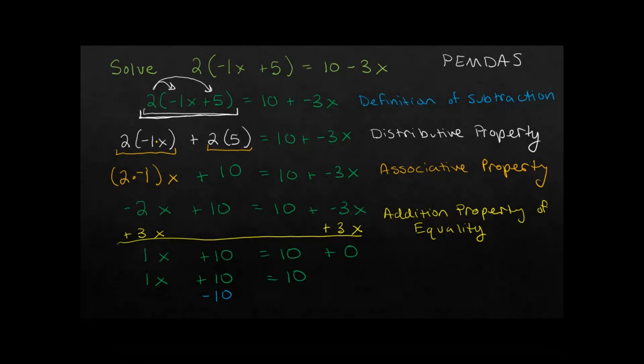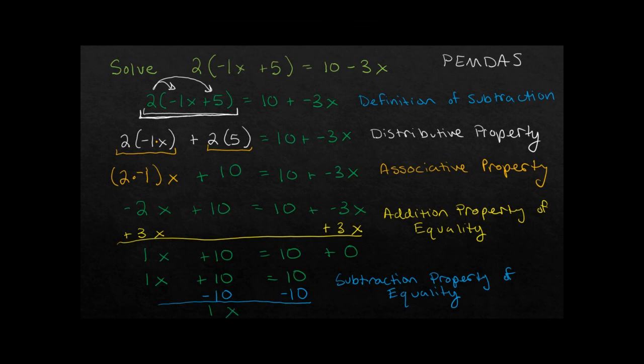I'm running out of room here, so I'm going to try to squeeze it in. But this is, again, we are using the addition property of equality. Or in this case, you can say it's the subtraction property because we subtract it. Because if I have positive 10, I have to remove 10 to get rid of it. So that gives us 1x equals 10 minus 10, which is 0.